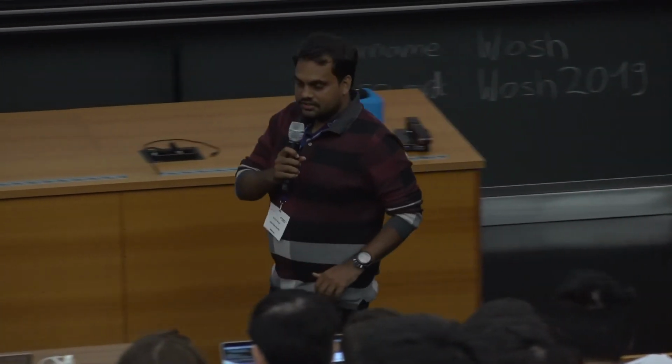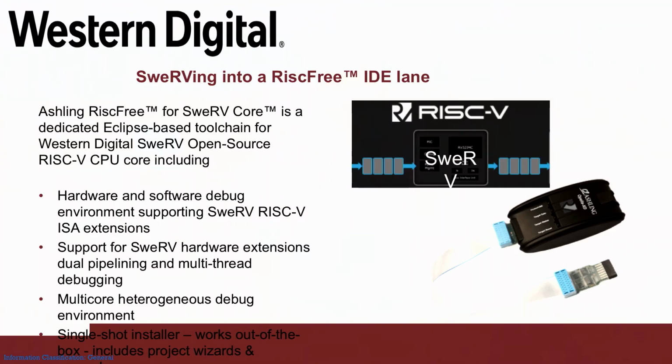Hello, I'm Mukesh. I'm presenting on behalf of my colleague Nanda Palari. So Asling RISC-V is an IDE tool they are developing mainly for SWORD, and it's based on Eclipse, and you can do hardware and software debug as well as multi-threading debugging, and you can do the heterogeneous processor debug also using that IDE.